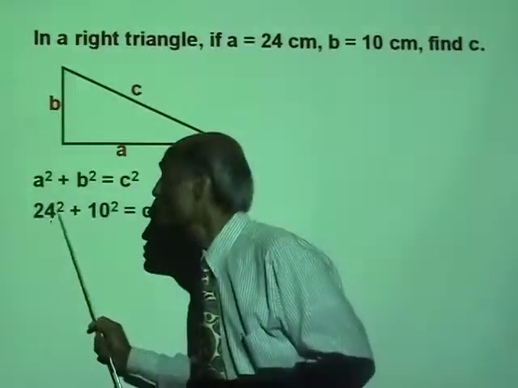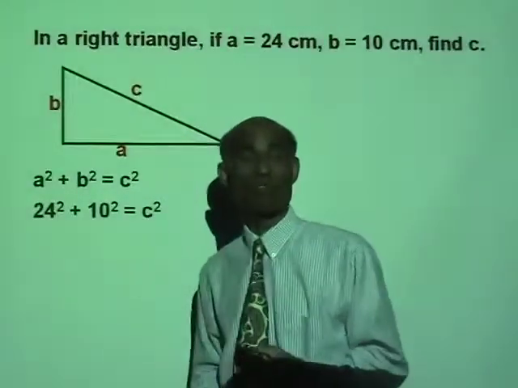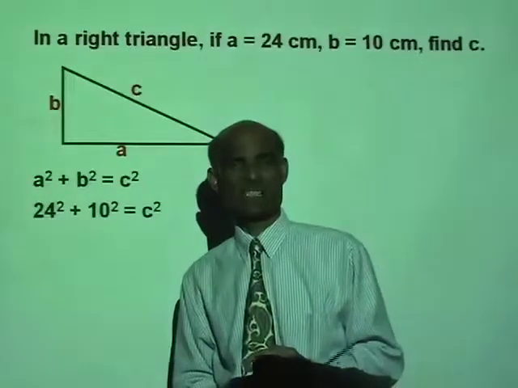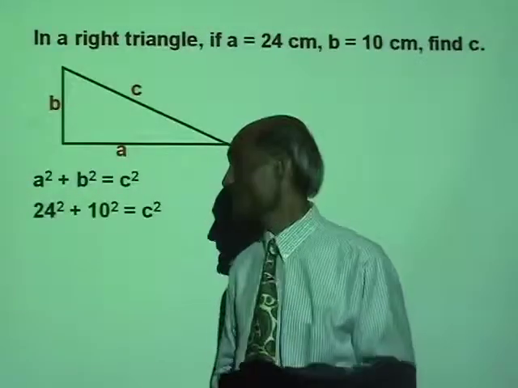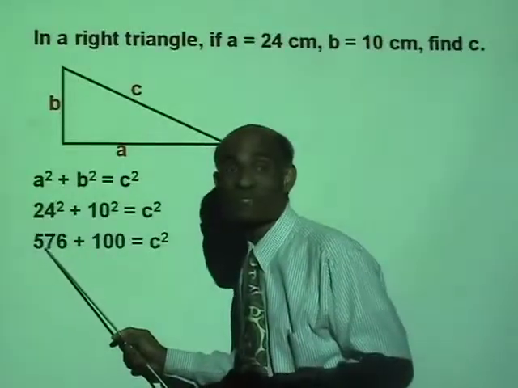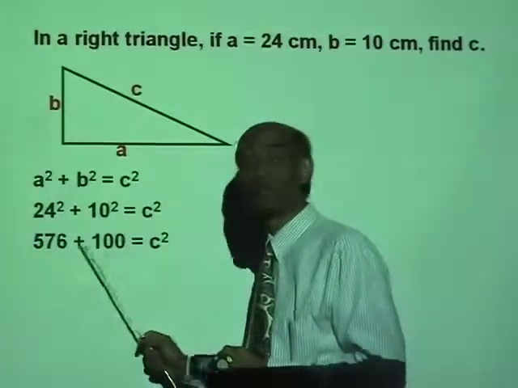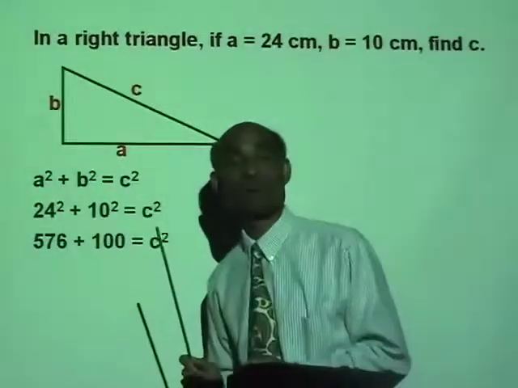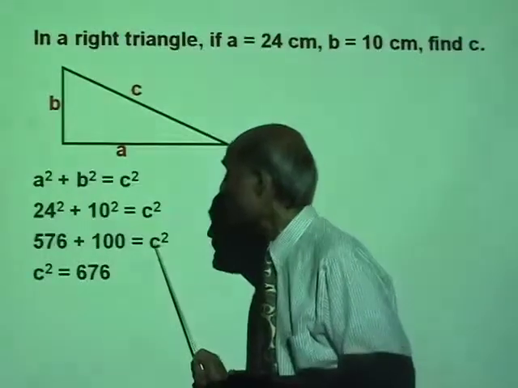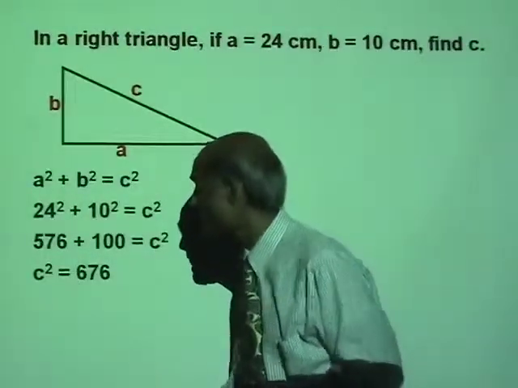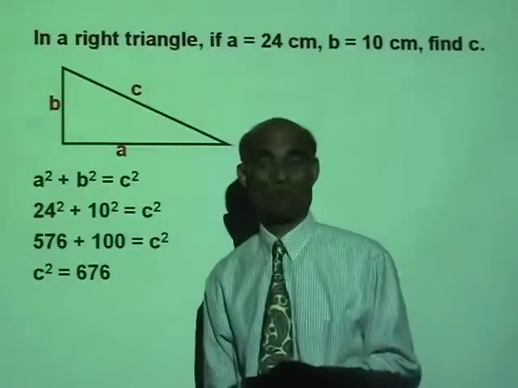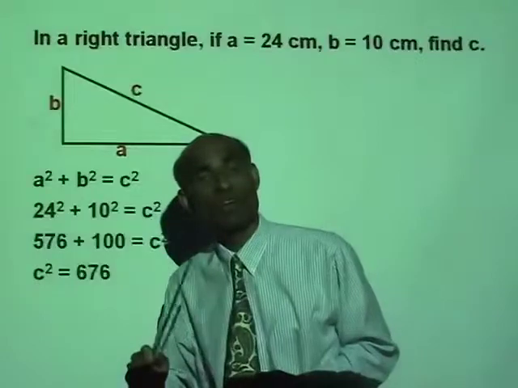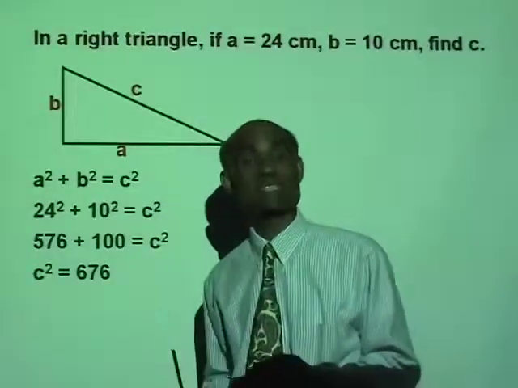Can you do this on a piece of paper? 24 times 24. What is that equal to? Any idea? Yes, it's 576. And 10 squared is 100. So 576 plus 100 equals C squared. Or we say C squared equals 676. Alright? If C squared equals 676, what is the value of C?